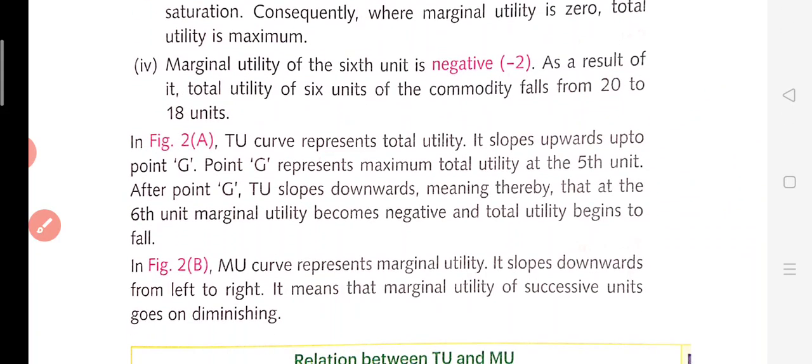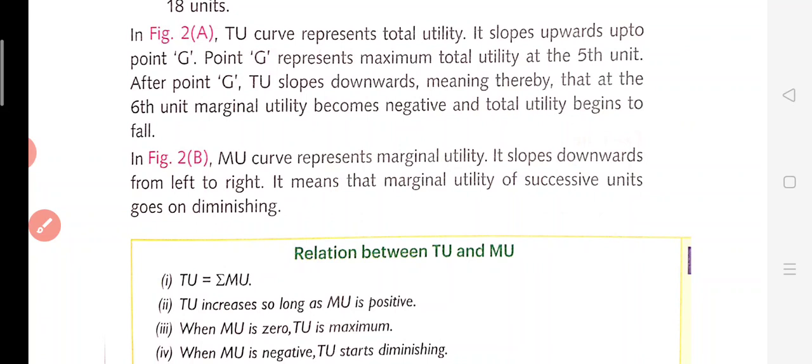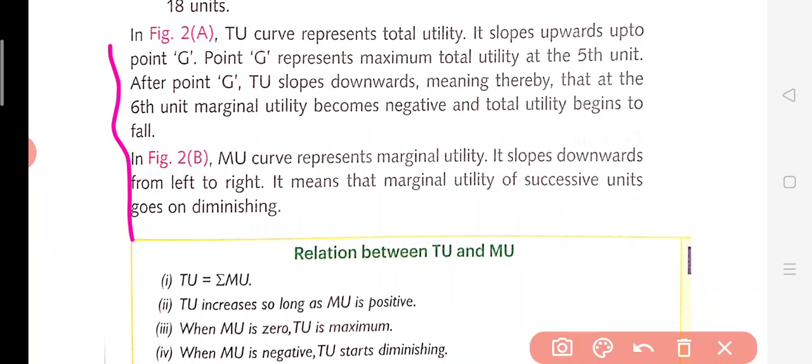So remember these 4 relationships. Now this thing here, they're simply telling you that this is just the explanation of that diagram. The TU curve represents total utility. It slopes upward up to a point G. G represents the maximum, so total utility at the fifth unit.